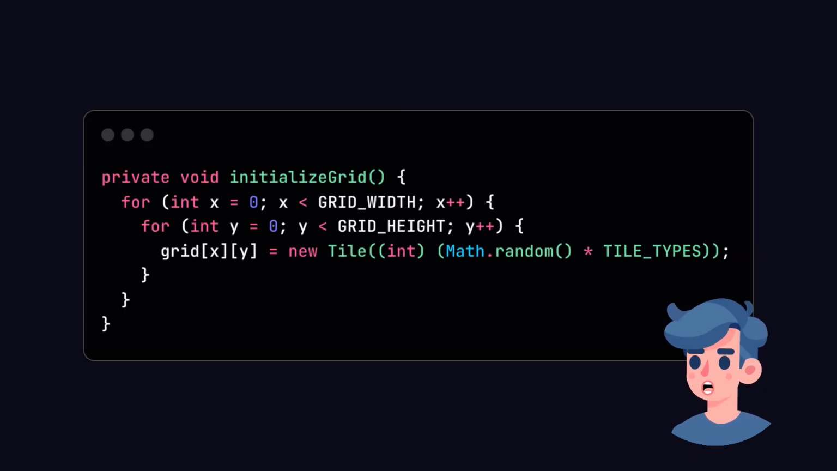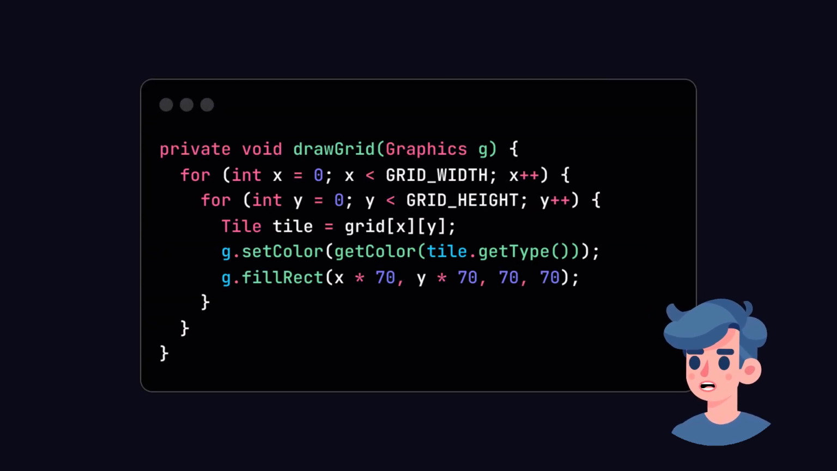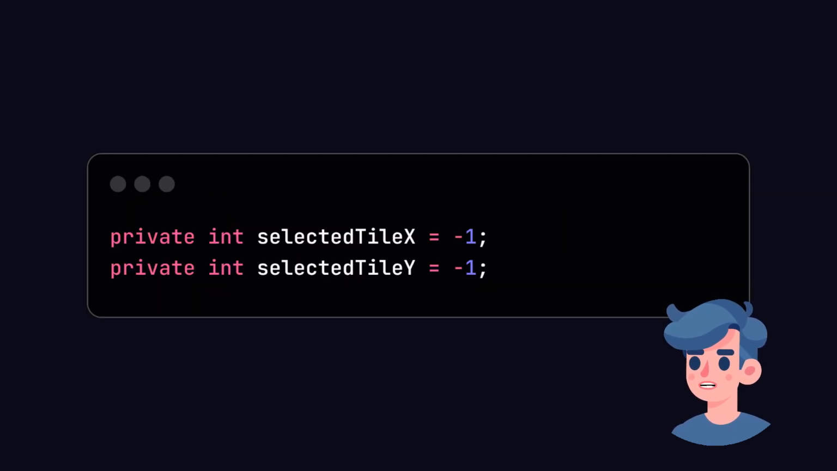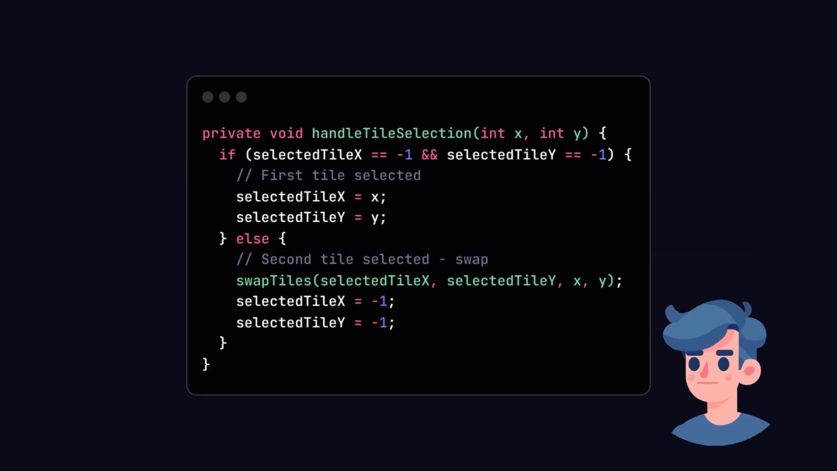In the initializeGrid method, update the instantiation of the grid to create Tile objects instead of integers. Also, modify the drawGrid method to draw tiles based on the Tile object's type. Let's proceed with adding swapping functionality. We need to keep track of the currently selected tile. We'll add a member variable to hold the selected tile coordinates. Next, modify the handleTileSelection method to handle the swapping logic.